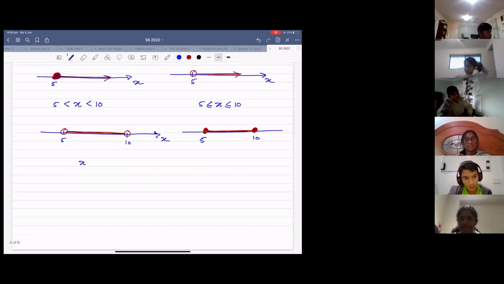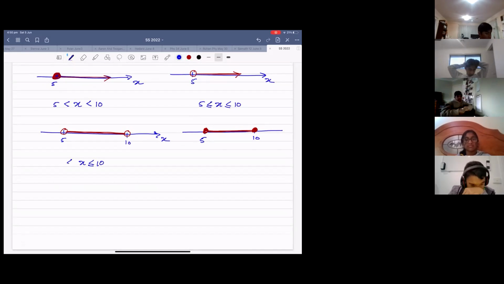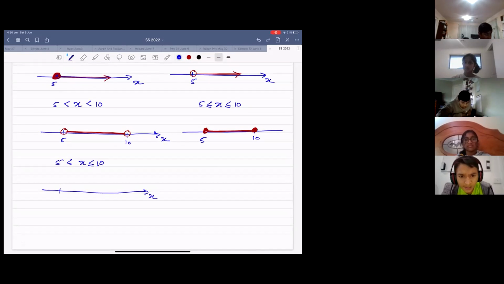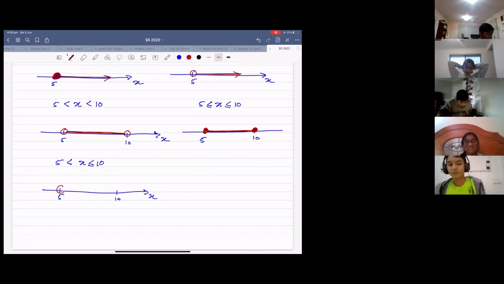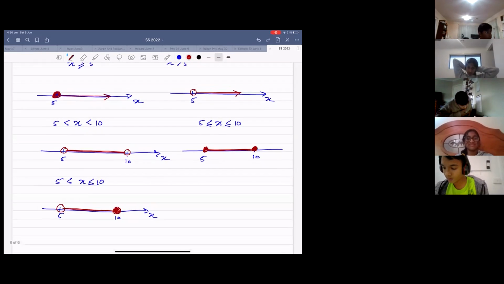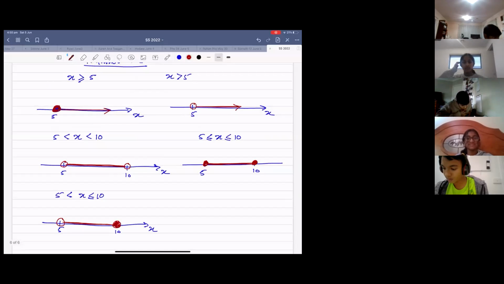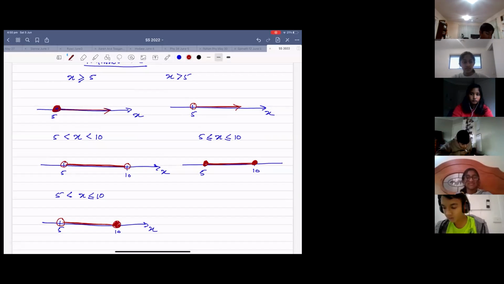Then the next one, x is less than or equal to 10, greater than 5. Then you have 5 here, you have 10 here. So a circle here, and a solid ball on 10. Why? Because of the equal sign. Then you shade that here. So these are number line things. You have even learned these things when you were in grade 2, 3.